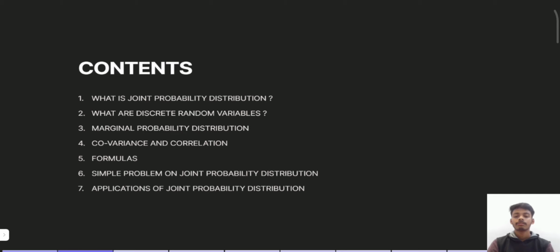In this presentation, we'll be studying what is joint probability distribution, what are discrete random variables, and what is marginal probability distribution. We'll further study the covariance and correlation part, look at the important formulas in joint probability distribution, and solve a simple problem on joint probability distribution. Finally, applications of joint probability distributions.